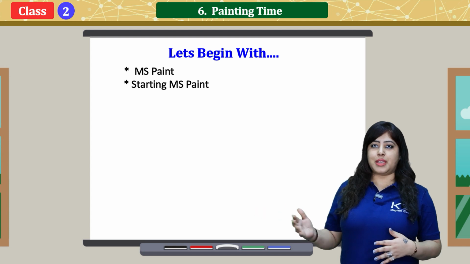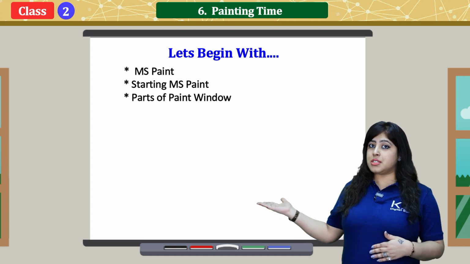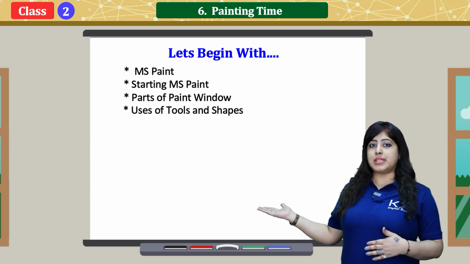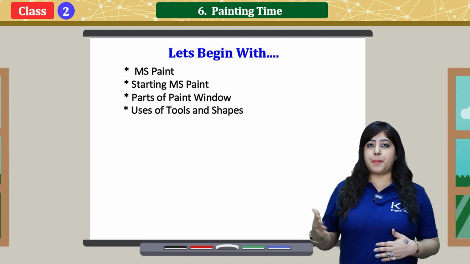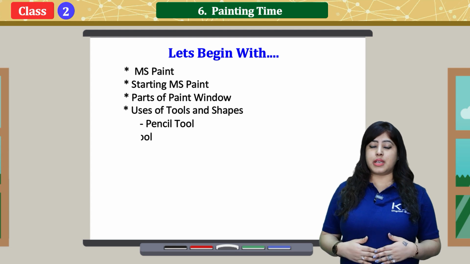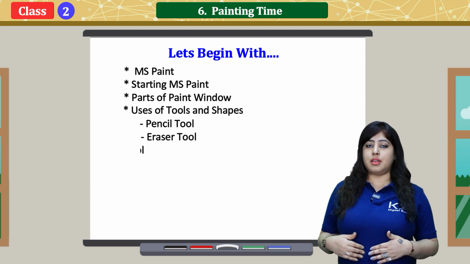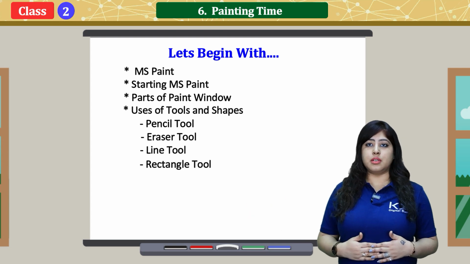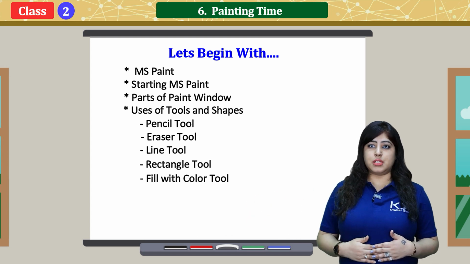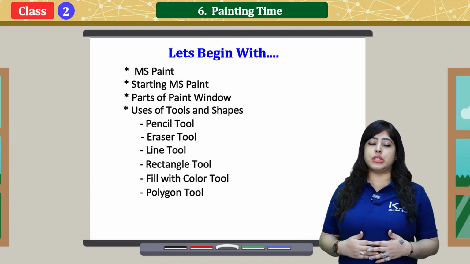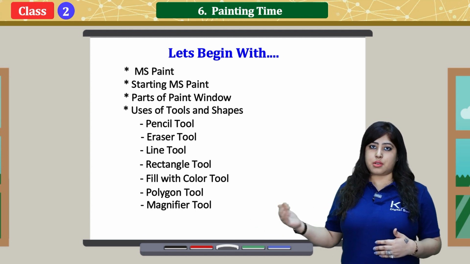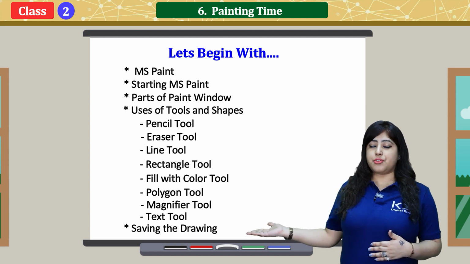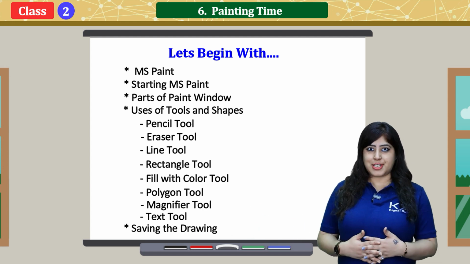Starting MS Paint. Parts of Paint window. Uses of tools and shapes. Pencil tool, eraser tool, line tool, rectangle tool, fill with color tool, polygon tool, magnifier tool, text tool, saving the drawing. Let's just start the chapter.